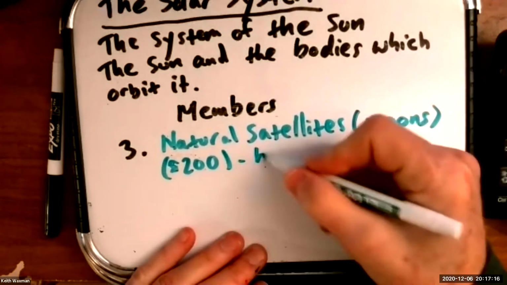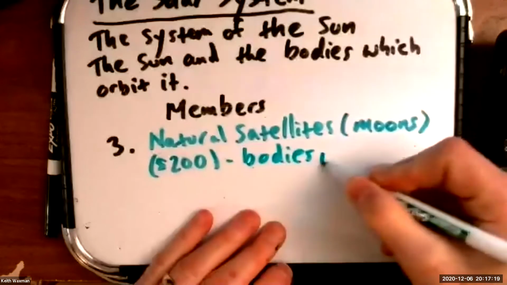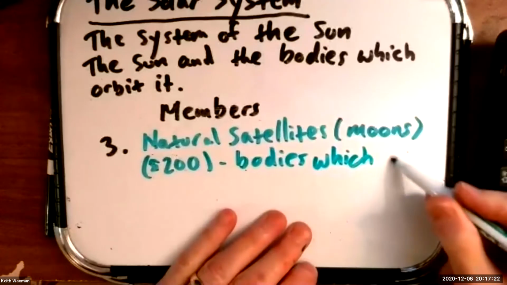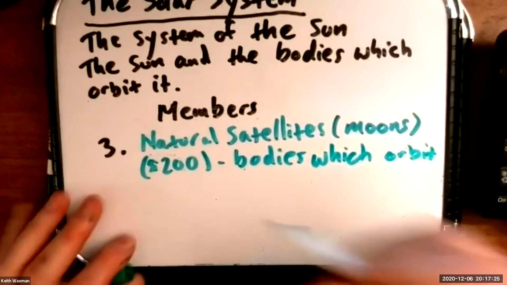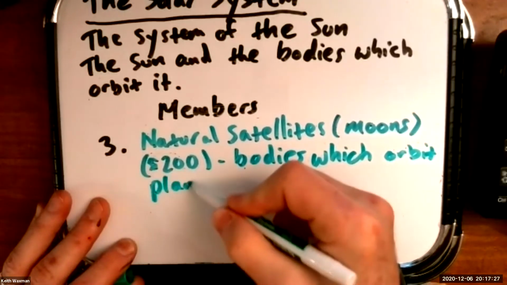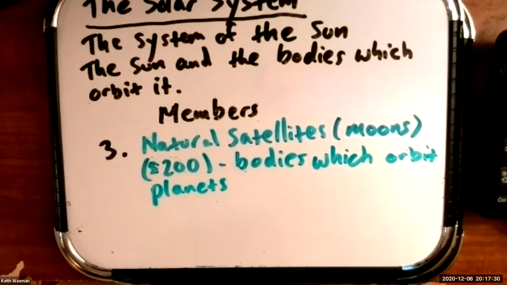And what are they? These are bodies which orbit planets. So they're satellites, natural ones. Anyway, there are also artificial satellites that we put up that orbit the Earth, like weather satellites and GPS satellites, so you can use Waze and things like that. There are like 7,000 satellites orbiting the Earth that we put up. Those are called artificial satellites. If it's naturally there, like the moon, that's called a natural satellite.